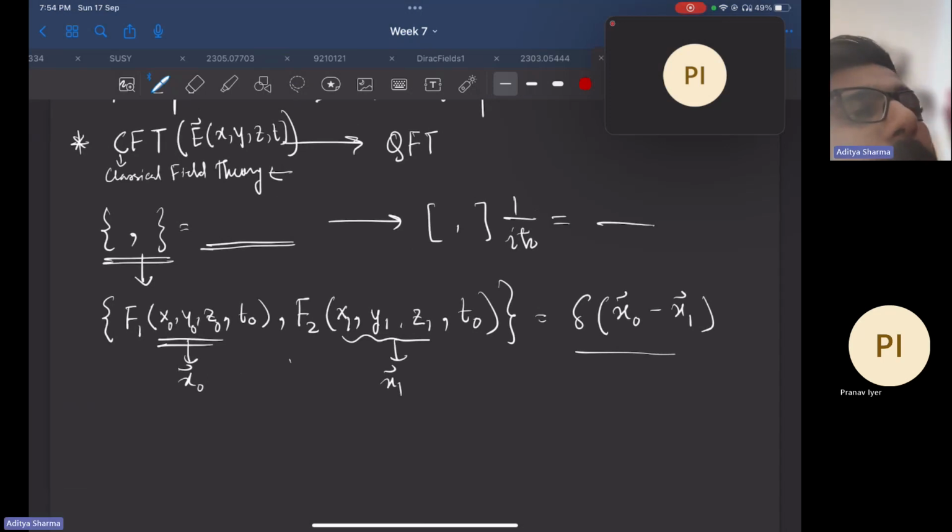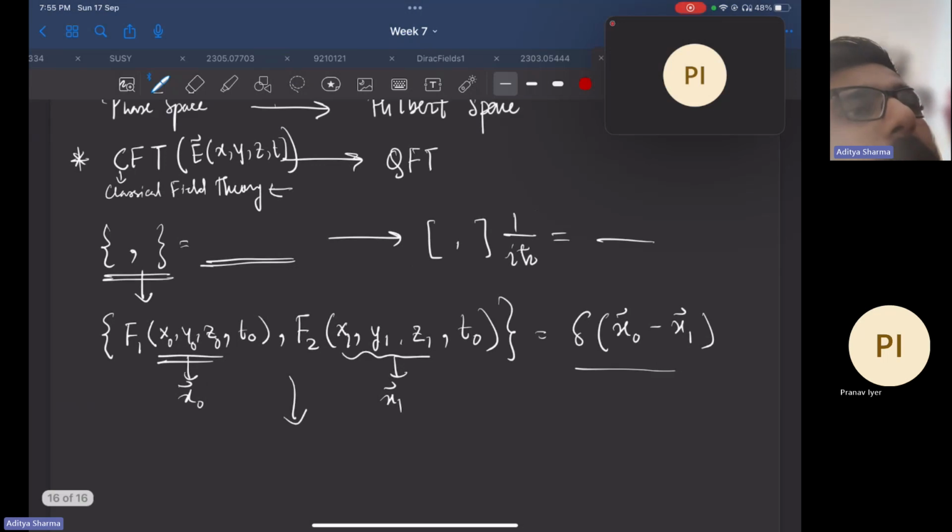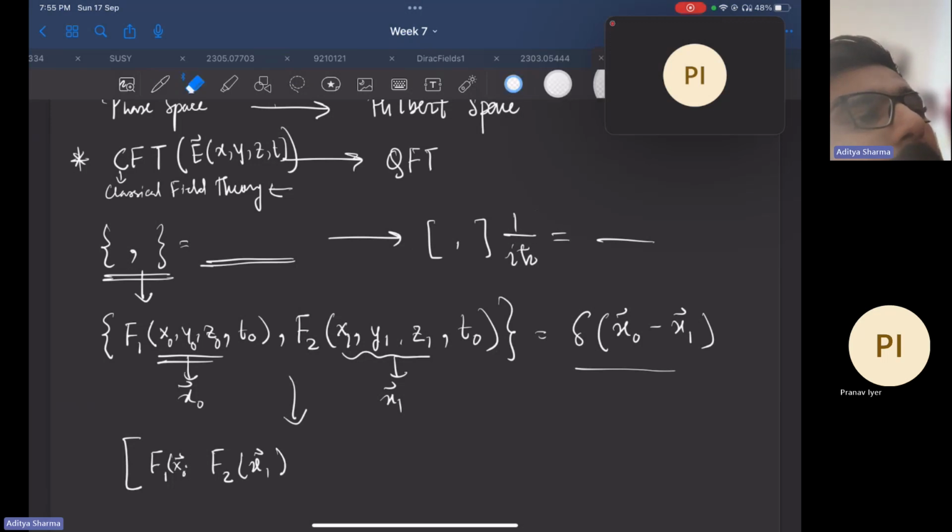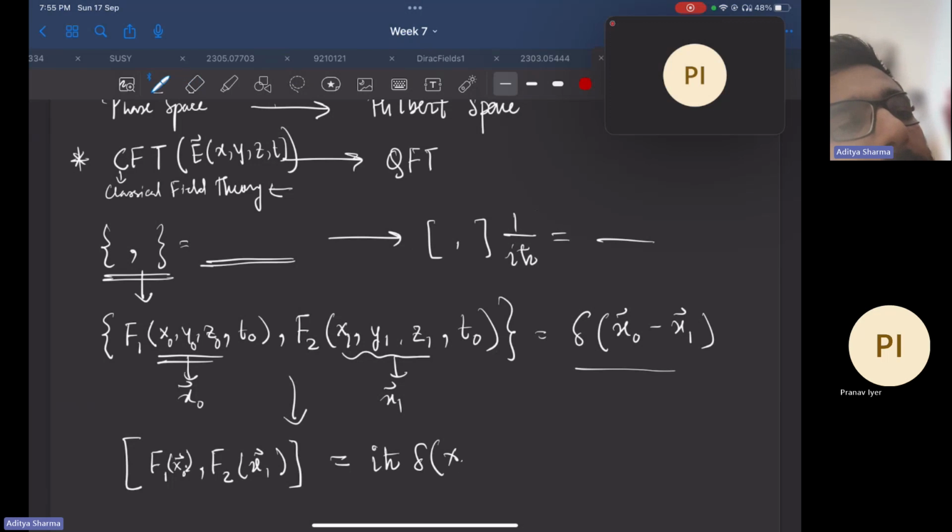Now you want to promote the theory into a quantum mechanical theory. You are going to write the commutator of F1 and F2, with F1 at x naught. I'm dropping the t. These are equal time commutators. They may be at different spatial points, but they are at equal time. And you're going to write an iħ, a similar type of expression.